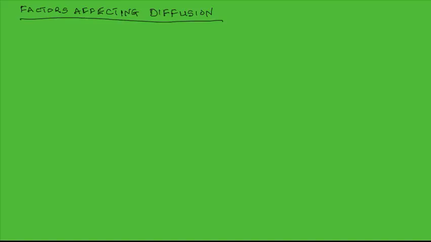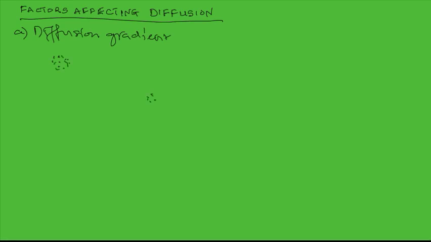Factors affecting diffusion rate. The rate at which substances move into and out of the cell is greatly influenced by a number of factors, which include: the first one is the diffusion gradient. As you saw earlier, diffusion gradient is the difference in concentration between two different regions.